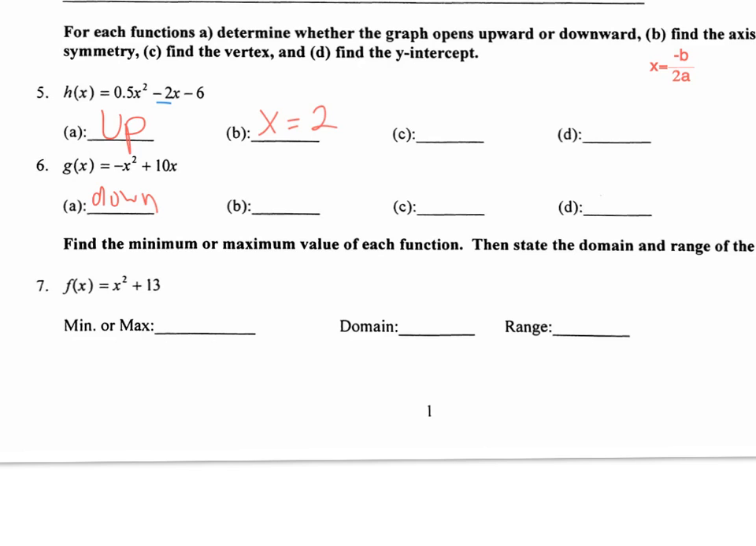It came from the formula, x equals negative b over 2a. That is our x value of our vertex, right? Remember, the axis of symmetry is the same thing as the x value of our vertex.